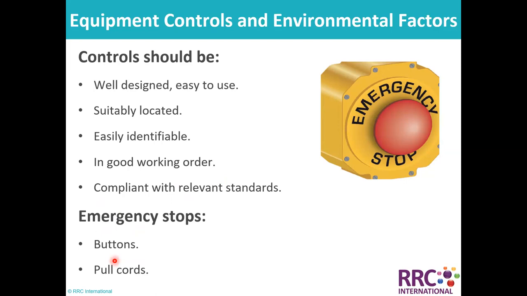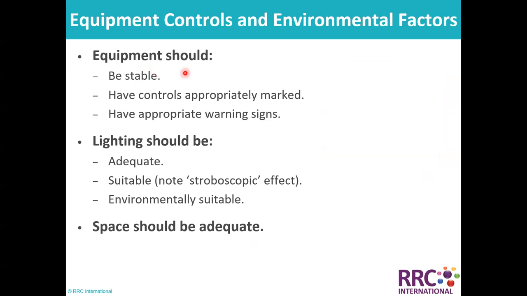Emergency stop should be there. For example, buttons or pull cords are there, just like a kind of chain, so that in case of an emergency, the button should be in my access, or some kind of cord or chain is in my access, that I can pull it and stop the machine. And regarding the equipment, it should be stable, have controls appropriately marked, and have appropriate warning signs for danger, or to avoid misuse. And we should have proper lighting, which we call adequate lighting. And it should be suitable. It means we should not have any stroboscopic or flickering effect over there. Sometimes we have a flickering effect of the light. Light turns on, turns off, on, off. That is not allowed, by the way.